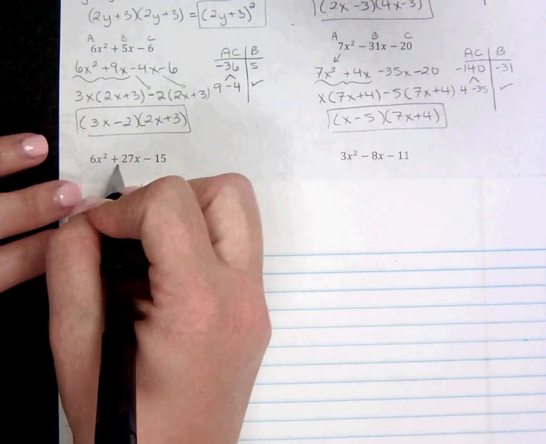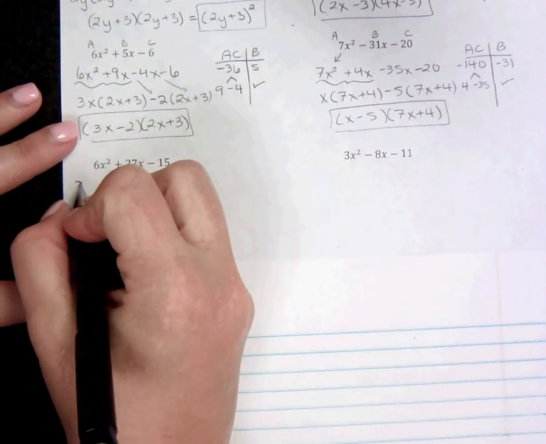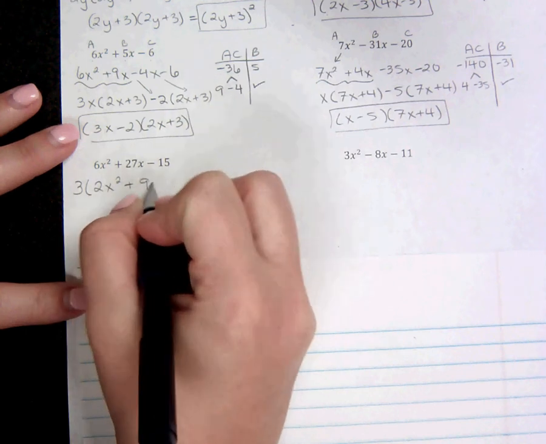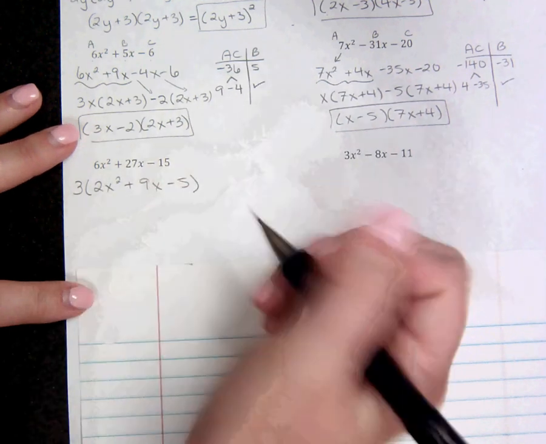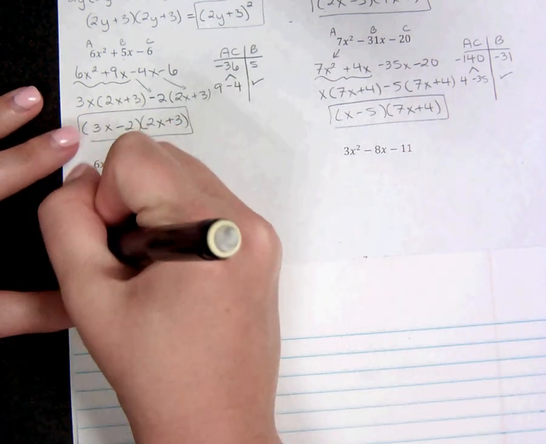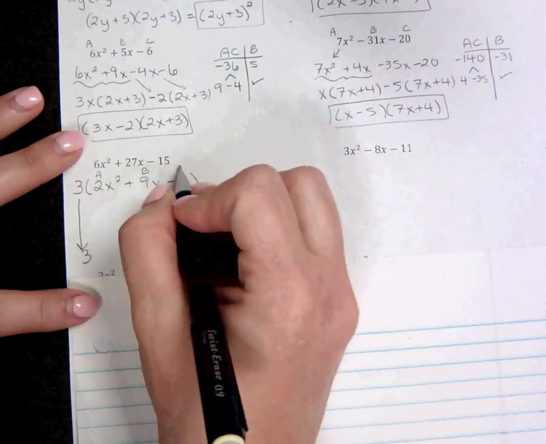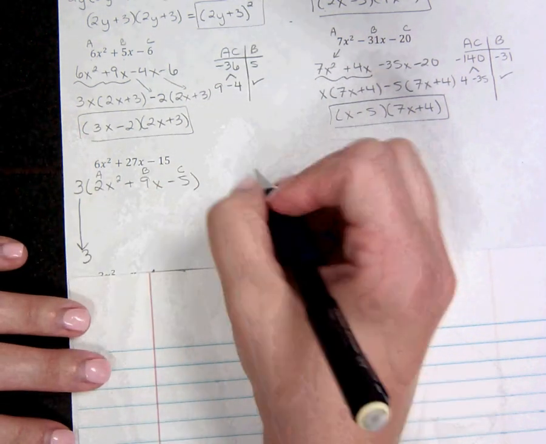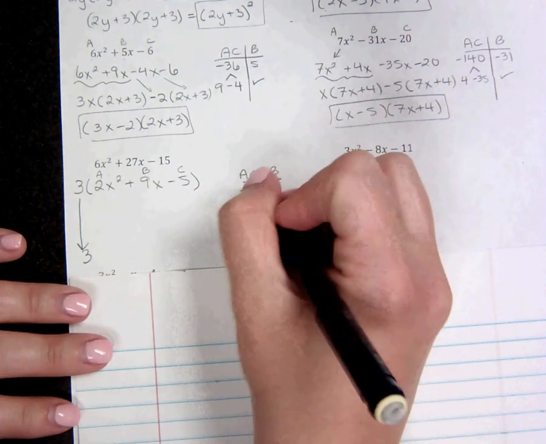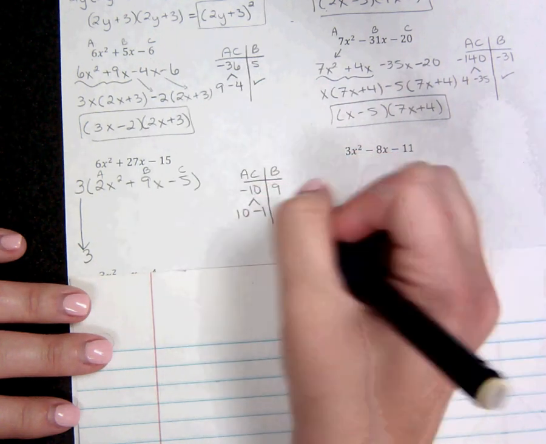So we have 6x squared plus 27x minus 15. I do see a GCF there of 3. That leaves me 2x squared plus 9x minus 5. So remember, we're going to bring that 3 down and hang on to it for the final answer. This will be our A, B, and C. So this is negative 10, positive 9. So there's my pair.